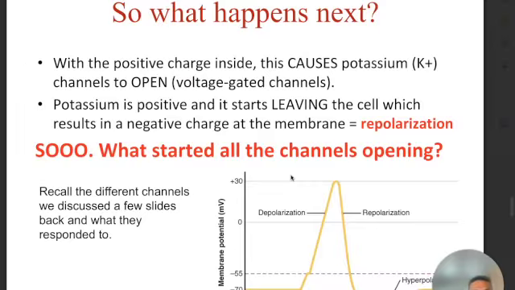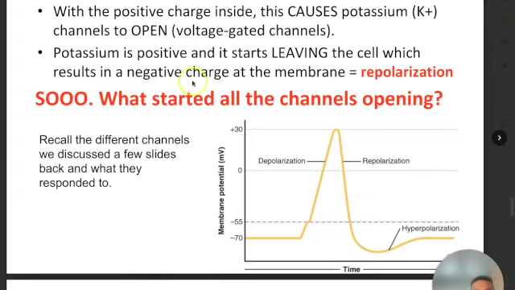So then what happens? With the positive change, this causes the potassium channel to open. This is the second gate. Okay, potassium is positive, and it starts to leave the cells. Okay, when the positive leaves, what happened? It will become more negative, resulting in negative charge at the membrane, and this is called repolarization. Okay. What started all these channels to open? Remember, it could be mechanical, it could be a thermal receptor. Okay.